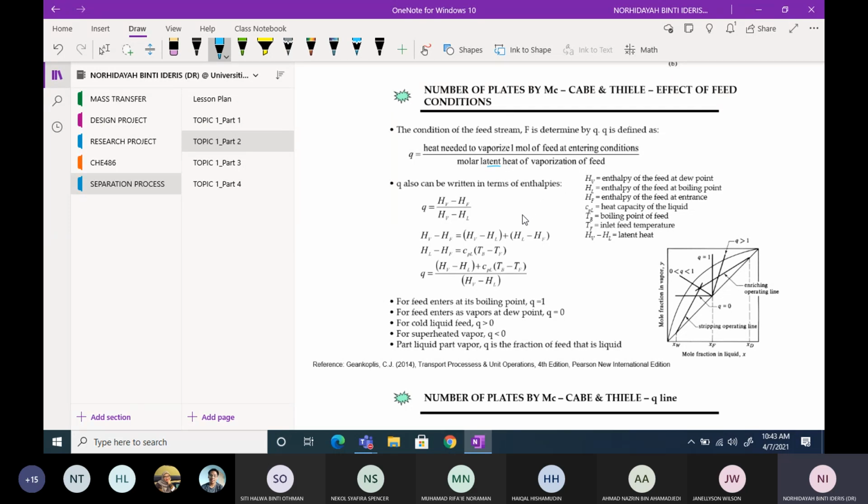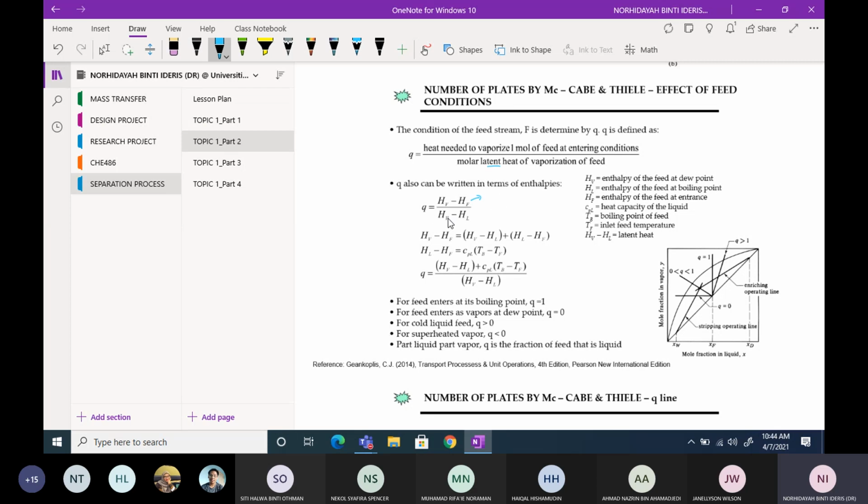So this is the definition. You know that Q can also be rewritten as HV minus HF. This HV minus HF is the energy required for 1 mole of feed to change into vapor. That's why HV minus HF: the energy required for 1 mole of feed to change from feed to vapor.